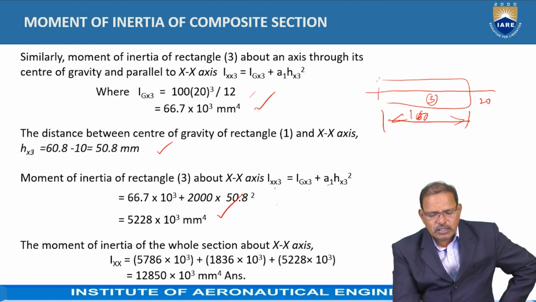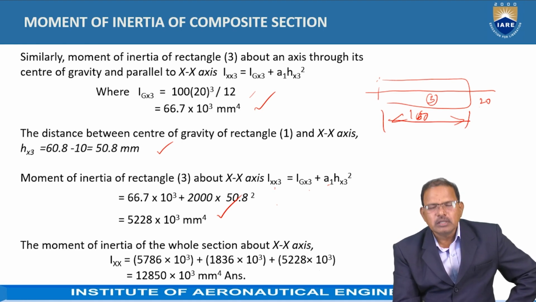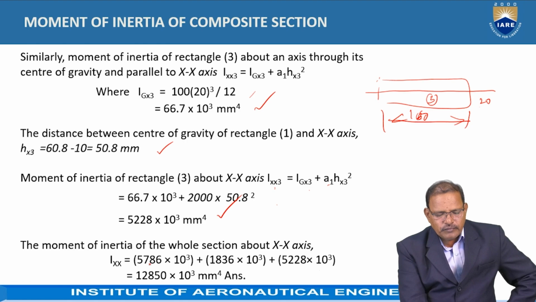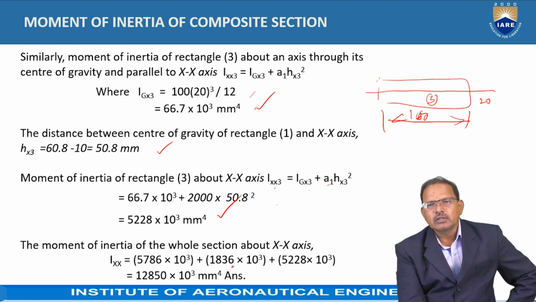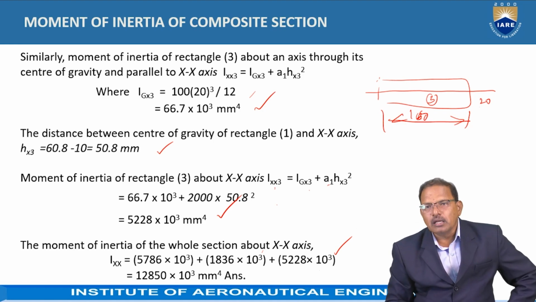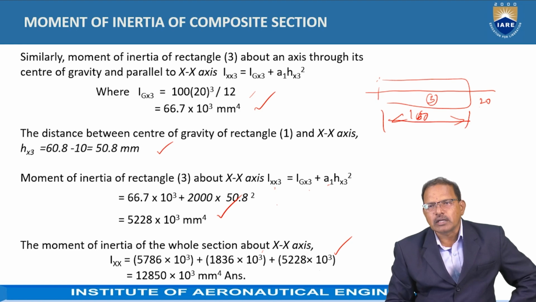So the moment of inertia of the whole section is equal to the sum of the moments of inertia possessed by segments 1, 2, 3 about the central axis, which is equal to 5786 into 10 to the power 3 plus 1836 into 10 to the power 3 plus 5228 into 10 to the power 3. The total now becomes 12,850 into 10 to the power 3 mm to the power 4. This is our required answer now.